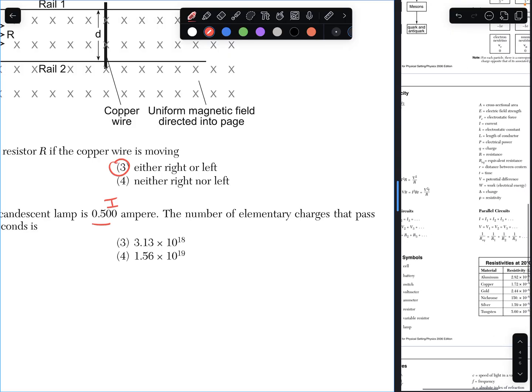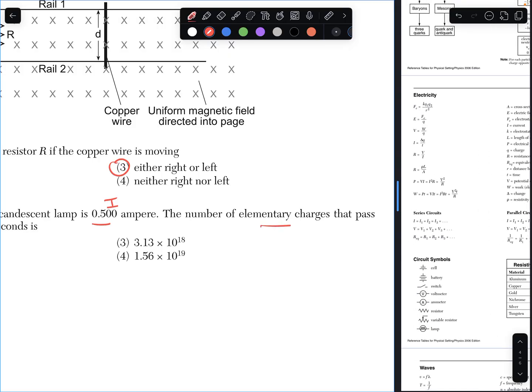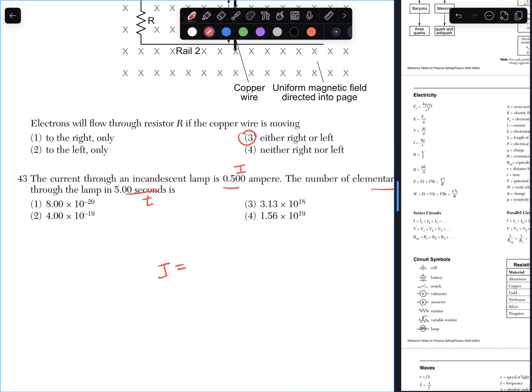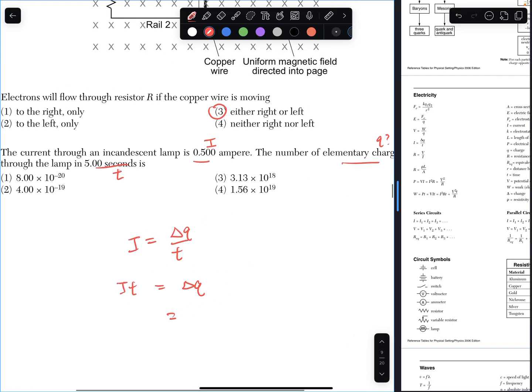Is it going to be charge? So it's elementary charge, but the Q that passes through the lamp in 5 seconds is going to be T. So I is delta Q over T, which means delta Q is going to be IT. That's equal to 0.5 times 5, which is 2.5, but this is 2.5 coulombs.